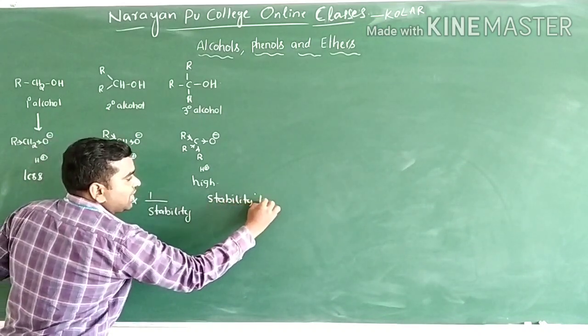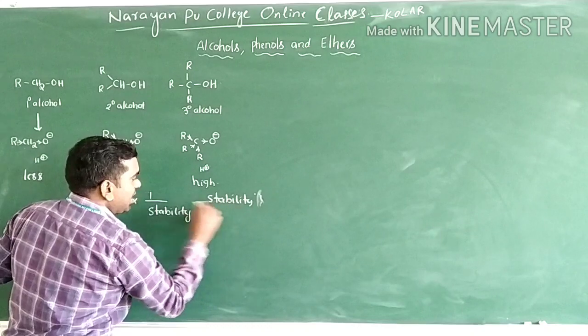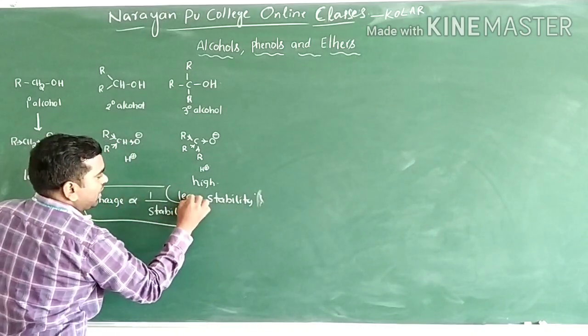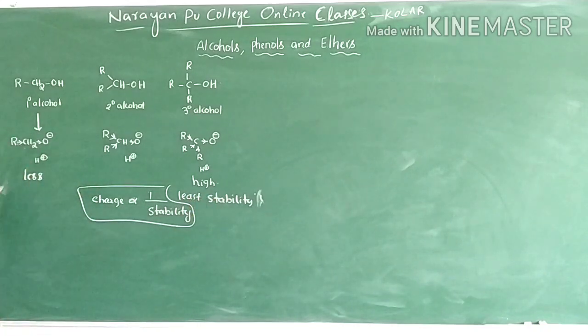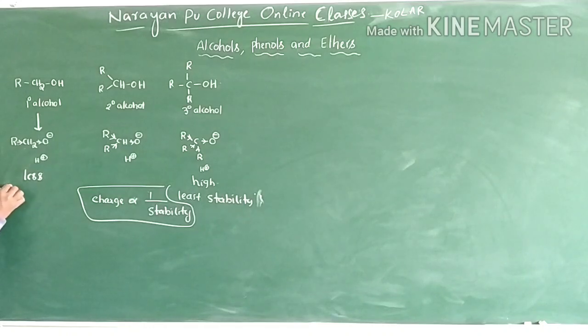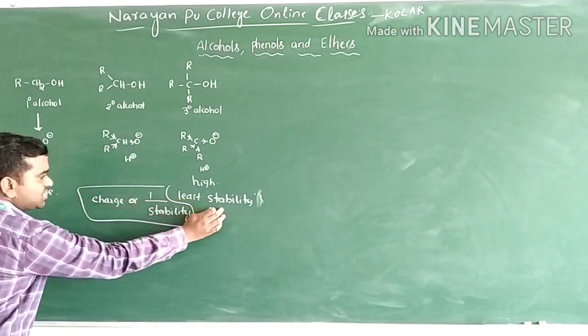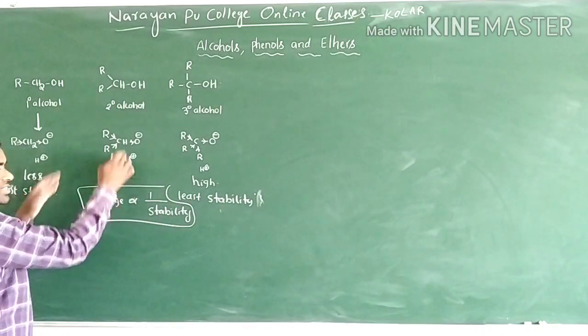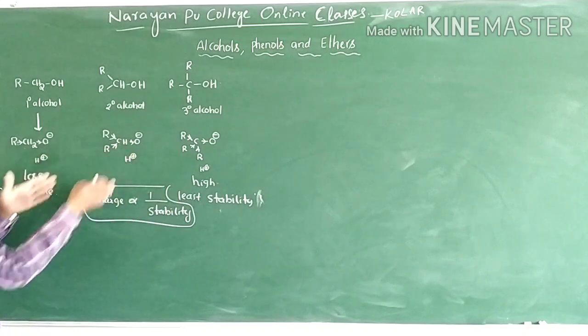It will have the least stability. Clear? But come to the first one. In the first one, the negative charge on the oxygen is less, so the stability will be more. So it is more stable. And this one is the least stable, this is the most stable, and this is more stable, meaning intermediate between these two.